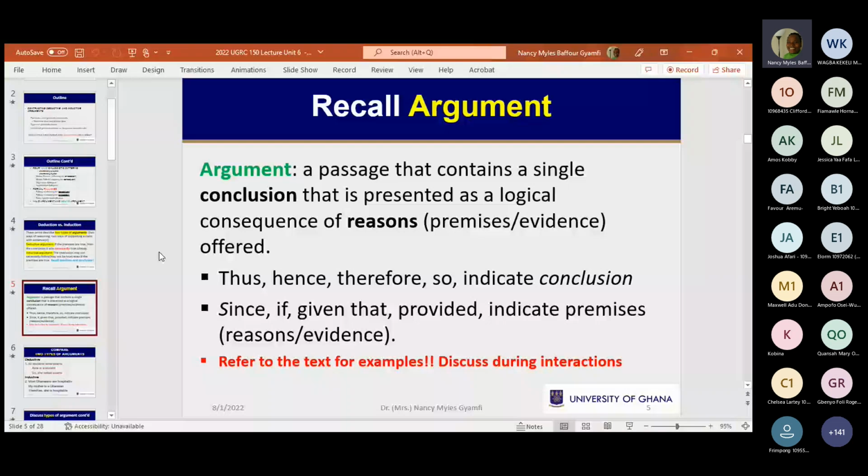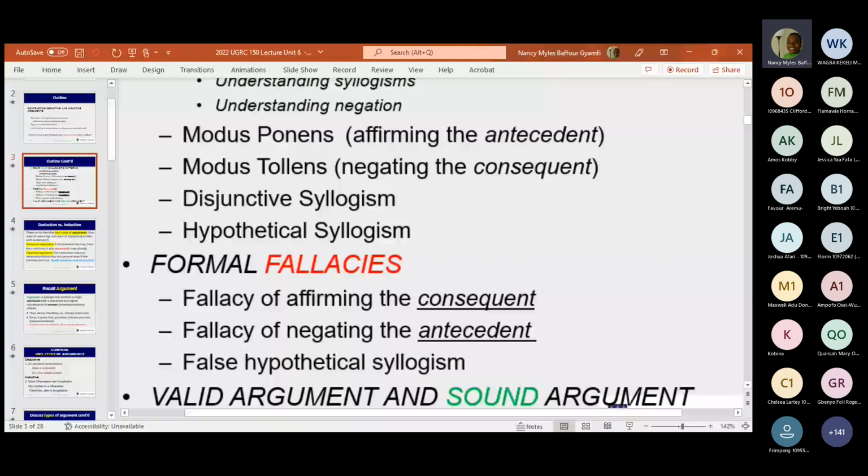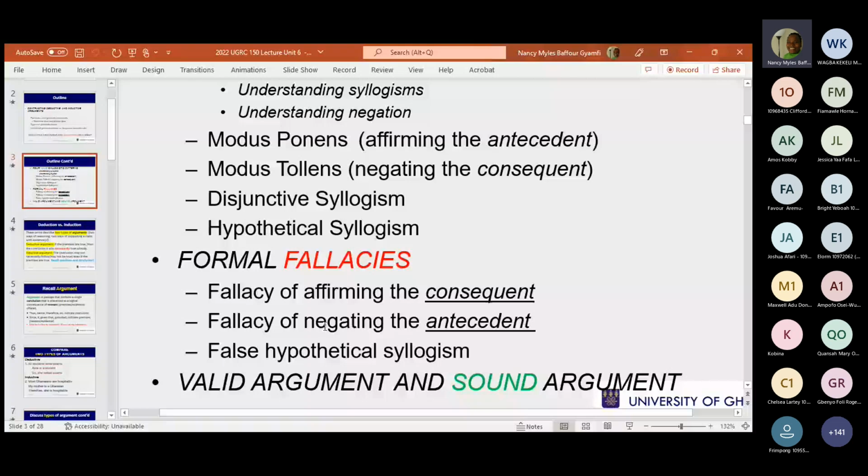So the fallacy of affirming the consequent, the fallacy of denying the antecedent, and then the false hypothetical syllogism, all in your introduction here. Okay, we saw them. It's on your screen now. These ones are formal fallacies. They are deductive fallacies. In other words, wrong deduction, invalid. So as soon as the argument is invalid, then it will not even be possible for it to be sound at all. That's also important for you to know.